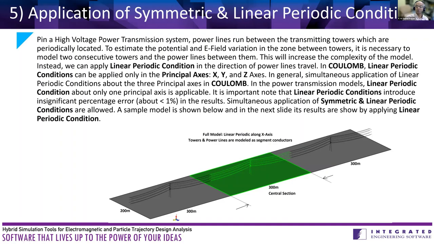Next, another type of symmetry, another condition we can use. See here, in these transmission line models, linear periodicity can be applied. Imagine you have three, four, five, or any number of transmission towers, assuming they are placed at equal distances. Then you don't need to model all of those. Just model only the central part, and you get the results quickly.